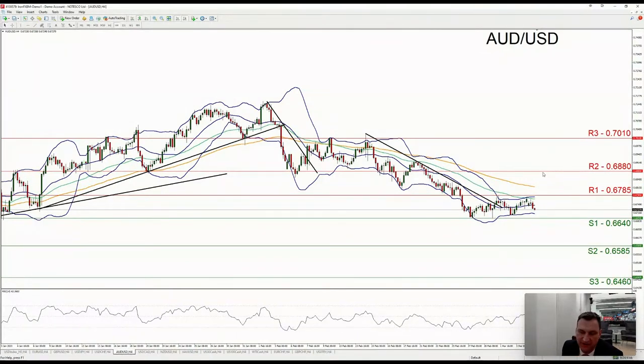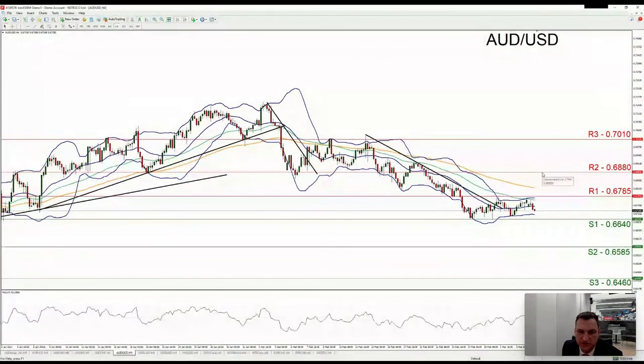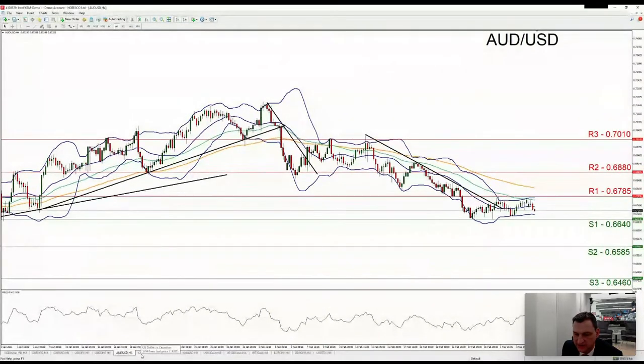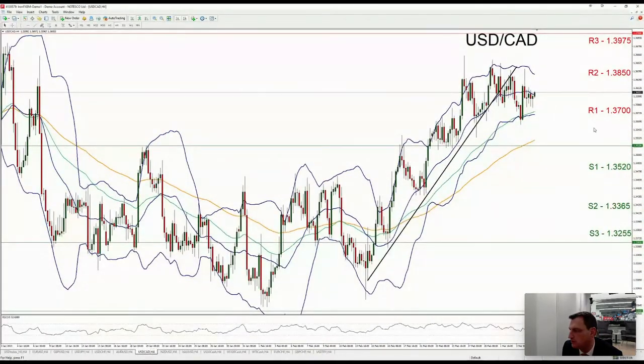On the flip side, should RBA's interest rate decision disappoint and the bears take over, we may see price action dropping, breaking the 0.6640 and start aiming for 0.6585. Last but not least, let's have a look at USDCAD. It's a quick one.